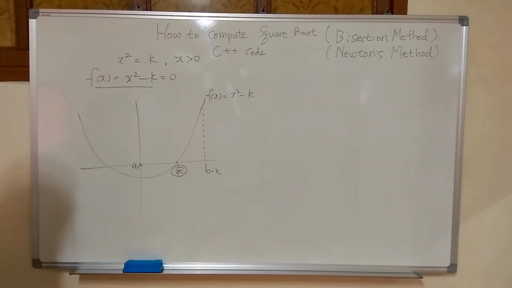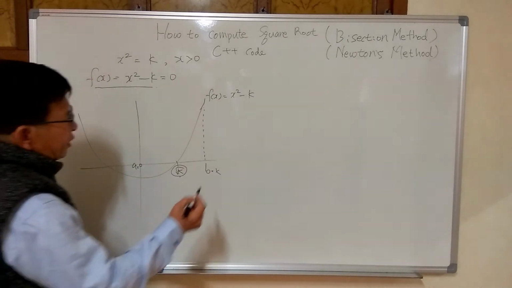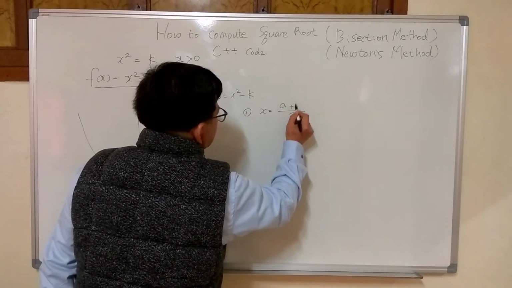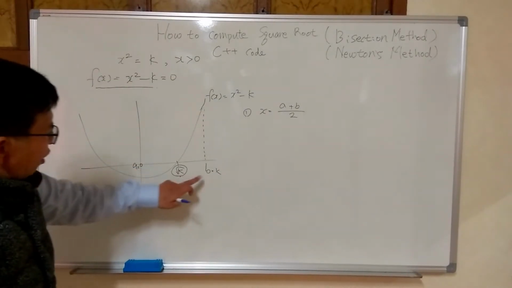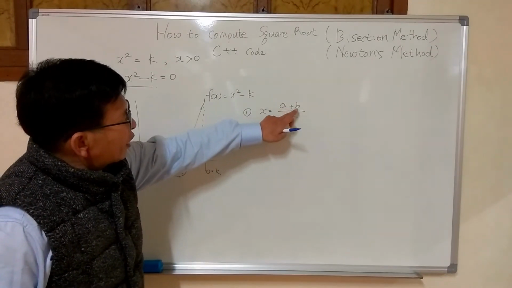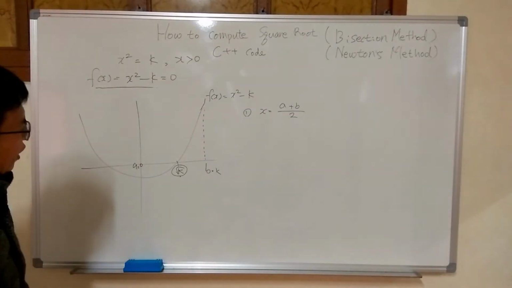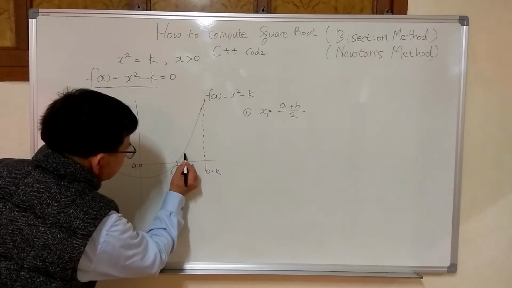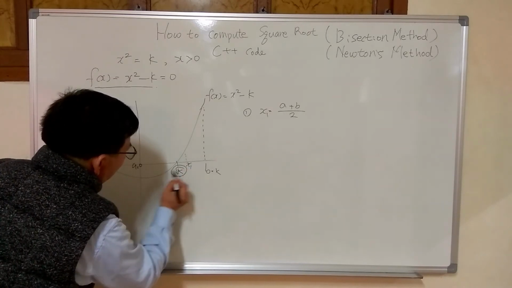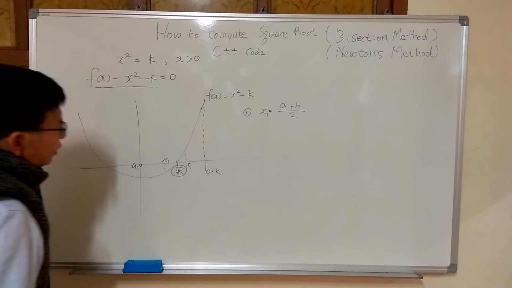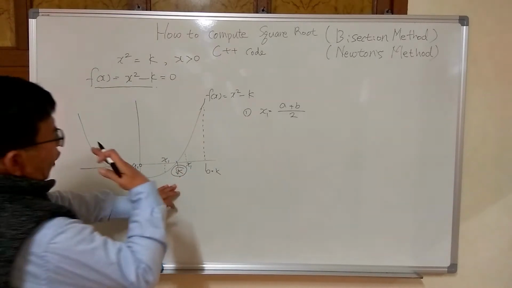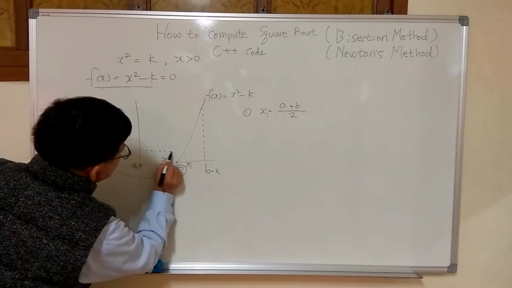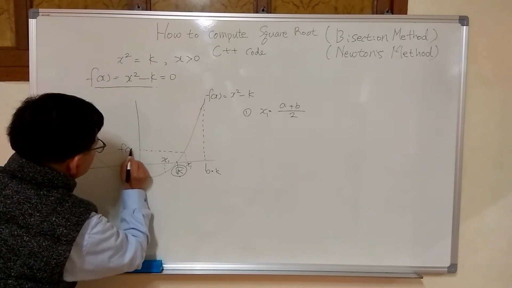Okay, how are we going to find it? The first step, we will compute x like this, (a plus b) divided by 2. So a is the lower bound, b is the upper bound, and x is the mean of the upper bound and lower bound. Then I will call it x1. x1 can be either here or here. If x1 is on the right-hand side of the square root of k, then f(x1) will be here.